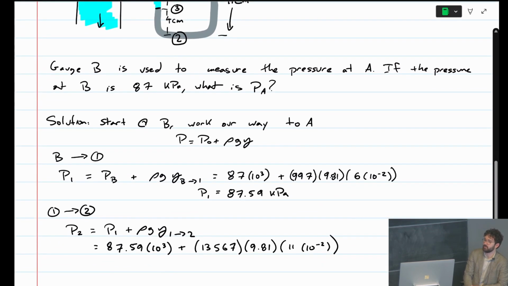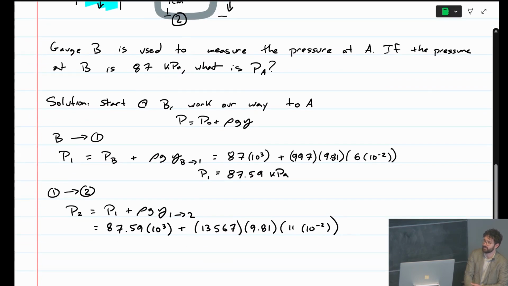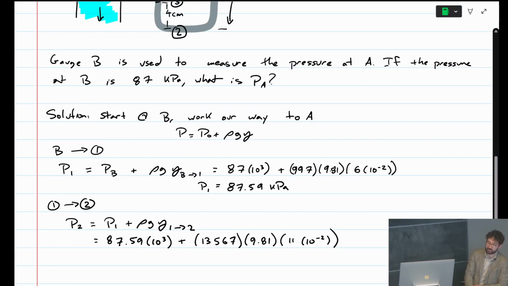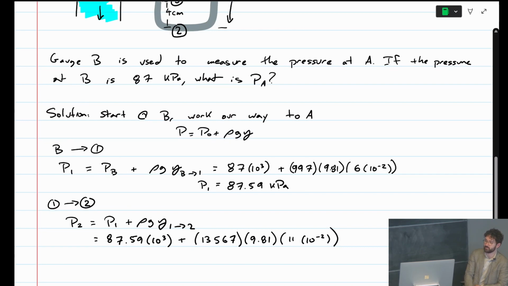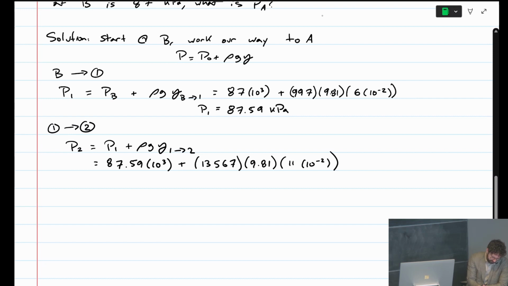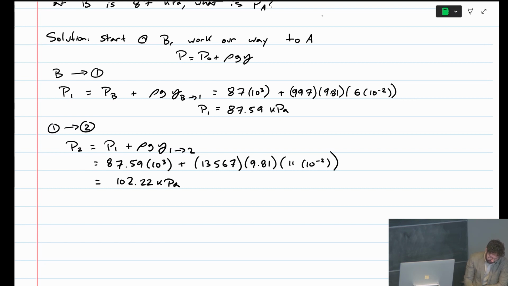So we're going to pick up a lot of pressure gain from that. If you just compare the densities alone, it's over 10 times more pressure gain you pick up from mercury for the same height as water. Any questions on where any of these numbers come from? That's kind of the hard part of this, just getting the numbers right. Okay, so P2 is 102.22 kilopascals. So we picked up about 15 kilopascals of added pressure.